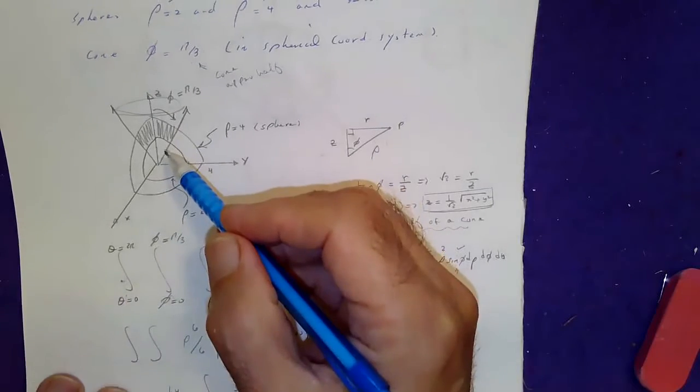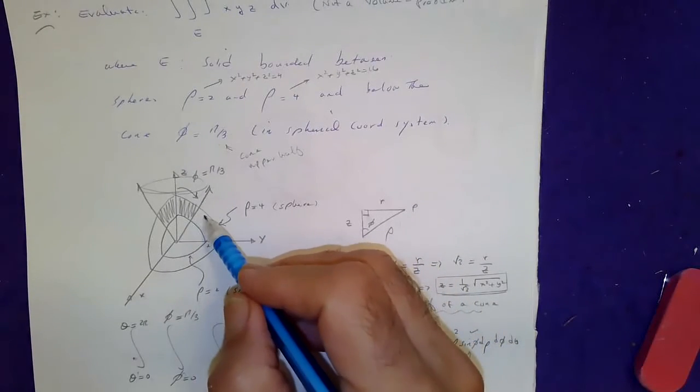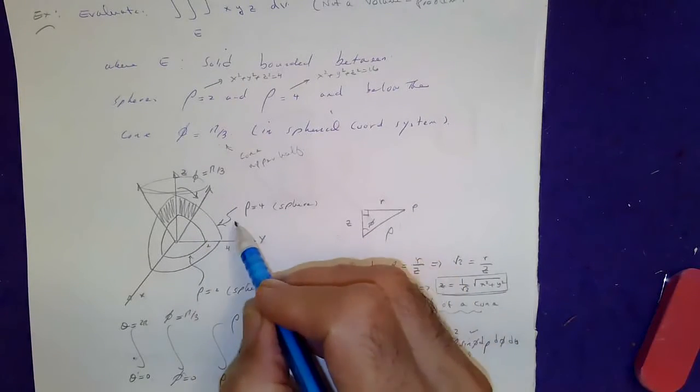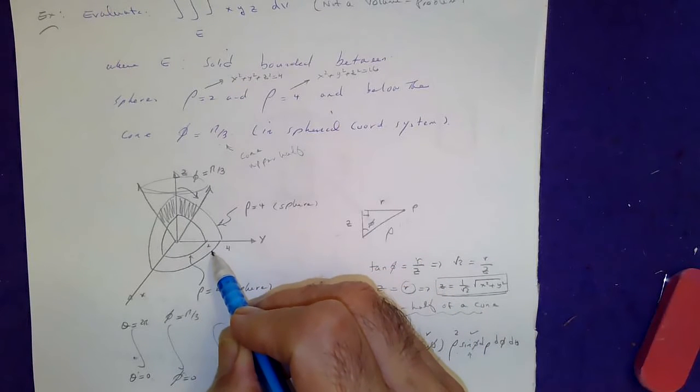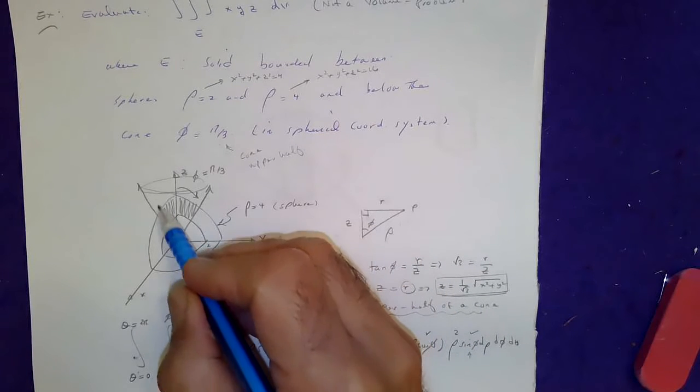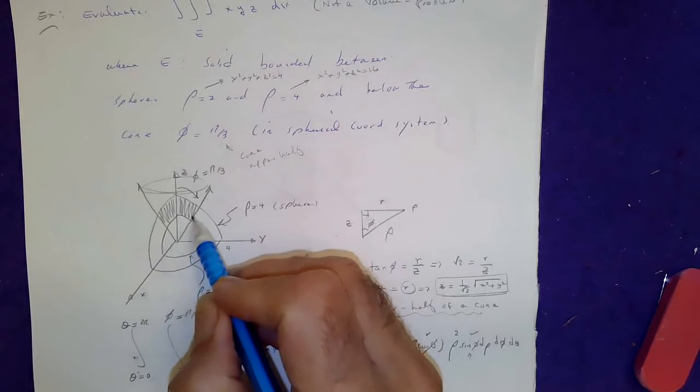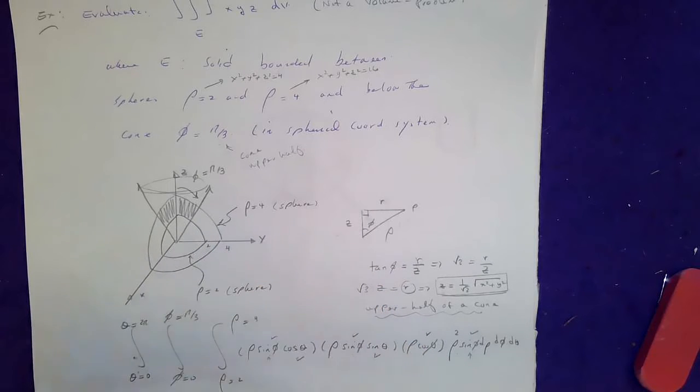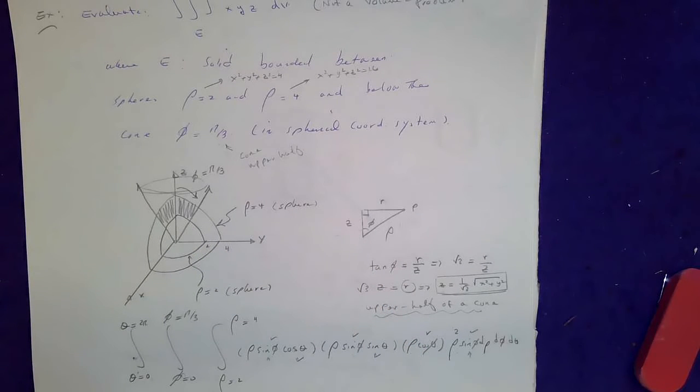So I'm looking for the solid which is bounded by these two spheres. That's the sphere with radius 4, this is a sphere with radius 2, and this is the cone. So I'm trapped right here. Do you see it?